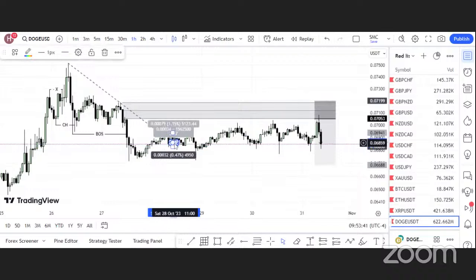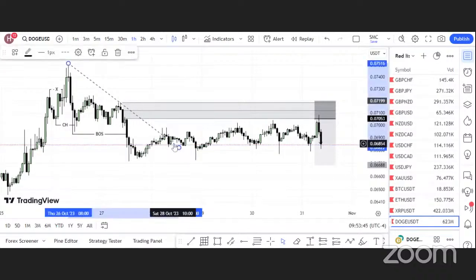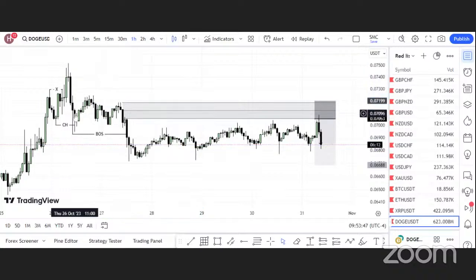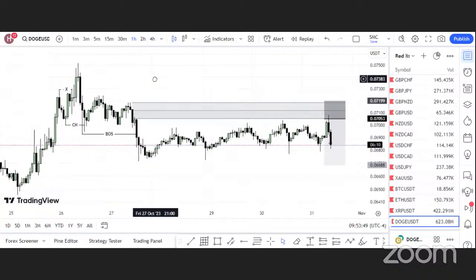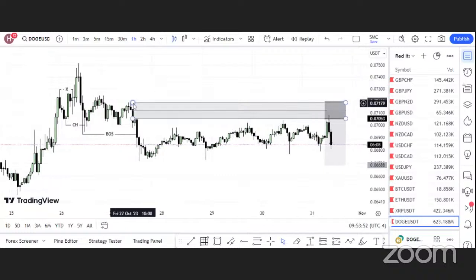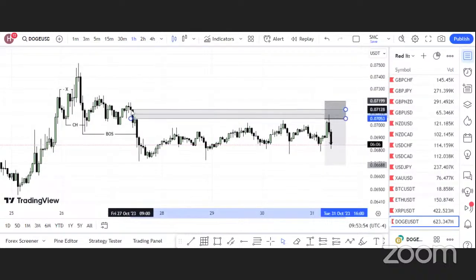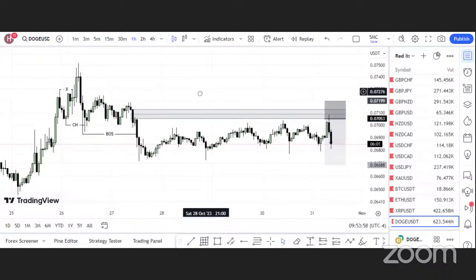So as I've said, when trading, you need to look at the bigger picture. Okay, you need to look at the bigger picture. You need to look for areas where you think the market would reverse from.